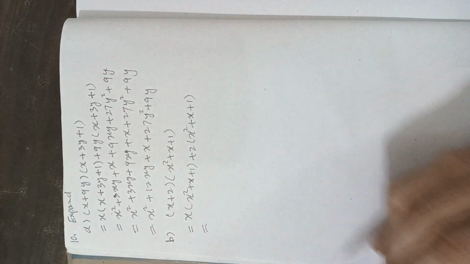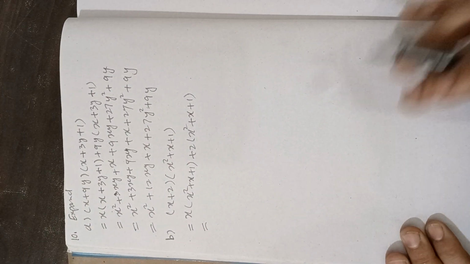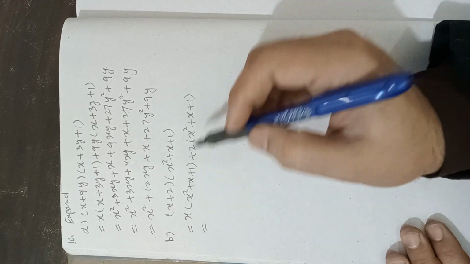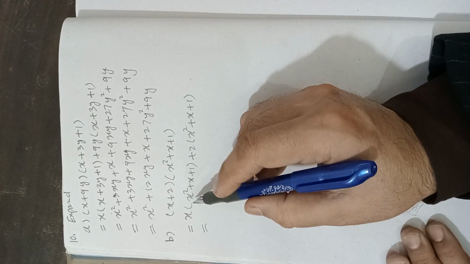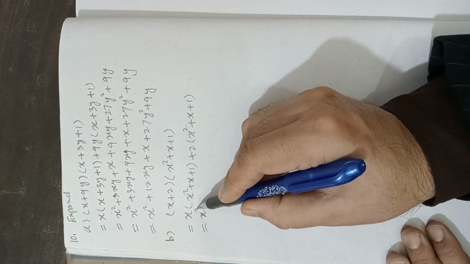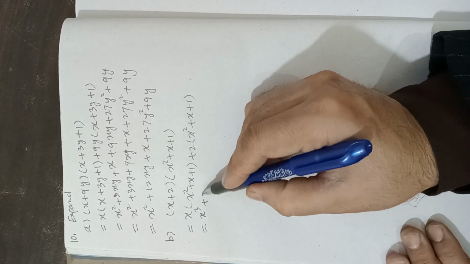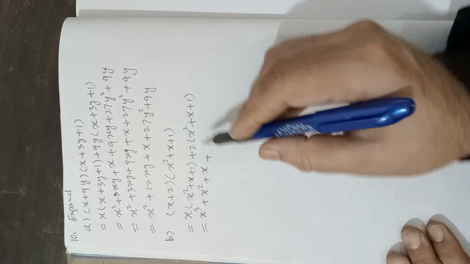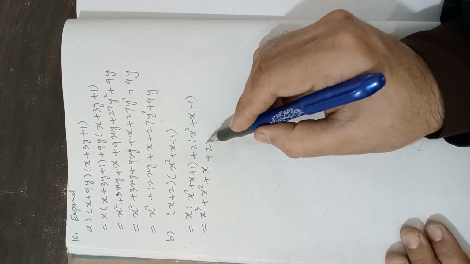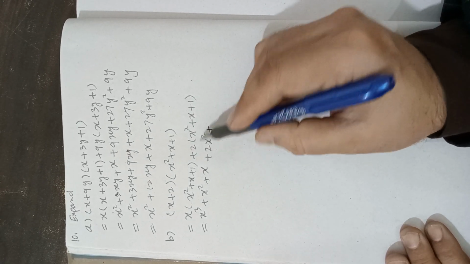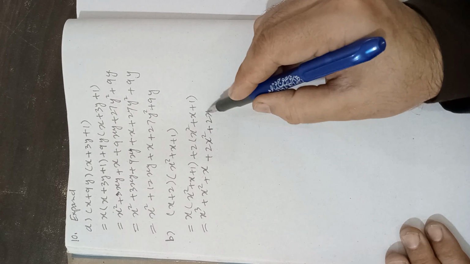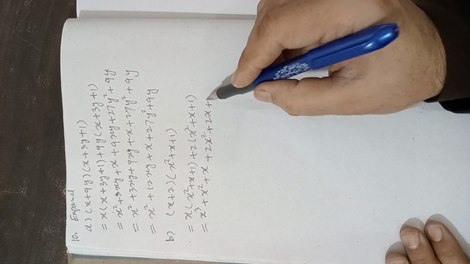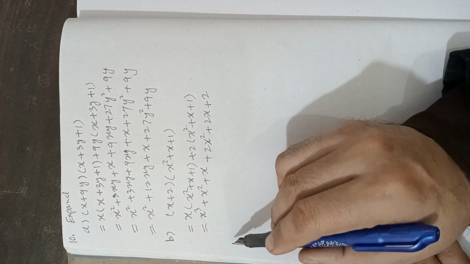Now you will multiply, and always try to solve multiplication with the help of this method. X multiplied by x square is equal to x cube, and x multiplied by x is equal to x square, and x multiplied by 1 is equal to x, and 2 multiplied by x square is equal to 2x square, and 2 multiplied by x is equal to 2x, plus 2 multiplied by 1 is always equal to 2.